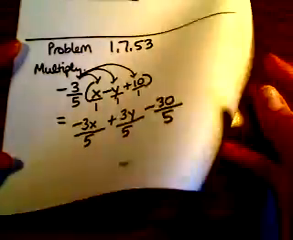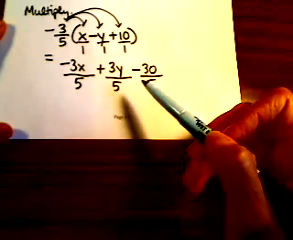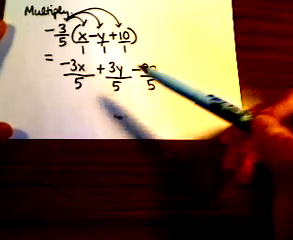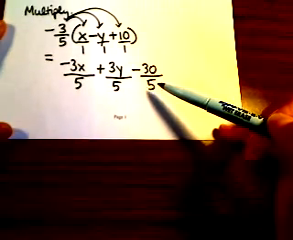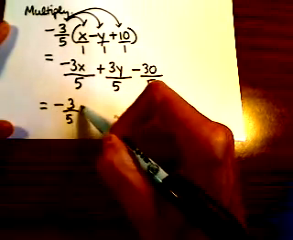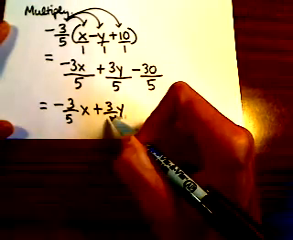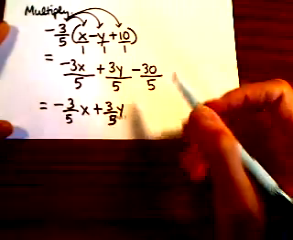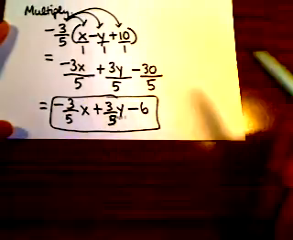Now, what you would want to do at this point is just see if any of these will reduce. And you can see that this one right here, negative 30 over 5, is going to reduce to be a negative 6. So we would want to rewrite the problem with that term being reduced. So negative 3/5 x plus 3/5 y, and then minus 6. And that right there would be your answer on that problem.